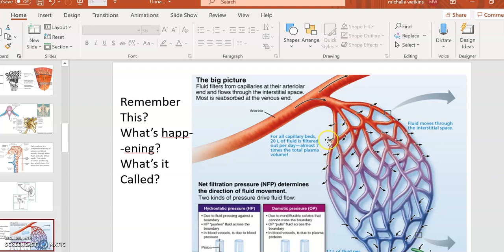pushes some of the fluid, some of the liquid part of blood out of the blood vessel. Do you remember that? That's called filtration. It's actually called capillary filtration. So some of the liquid part of blood, it's actually called plasma, gets pushed out of these blood vessels and flows into the surrounding tissue, becomes interstitial fluid, right? It ends up being about 15% of the blood that does that. Okay, why is this important?